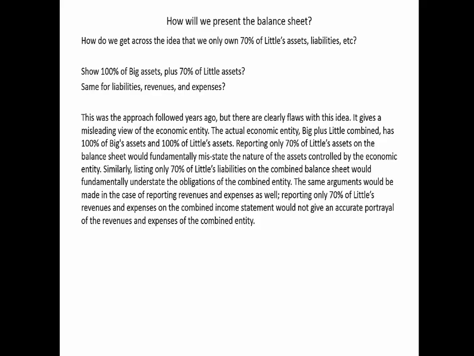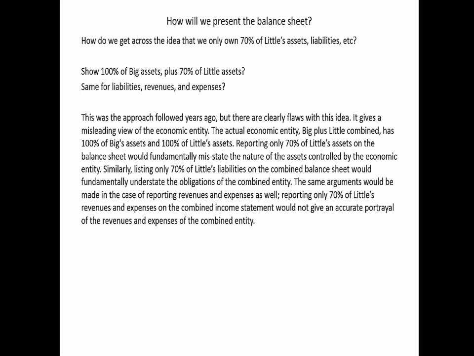So how do we get across the idea that we own only 70% of Little's assets, liabilities, and so on? Should we show 100% of Big's assets and then add only 70% of Little's assets? And similarly for liabilities, should we report 100% of Big's liabilities plus only 70% of Little's liabilities, and the same for revenues and expenses? Now, this was the approach followed years ago, and it focused not on the economic entity aspect, but rather on the ownership aspect. It only reported that portion of Little that was owned by the parent company shareholders.